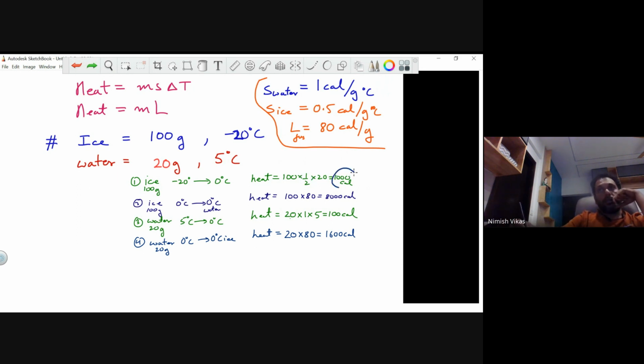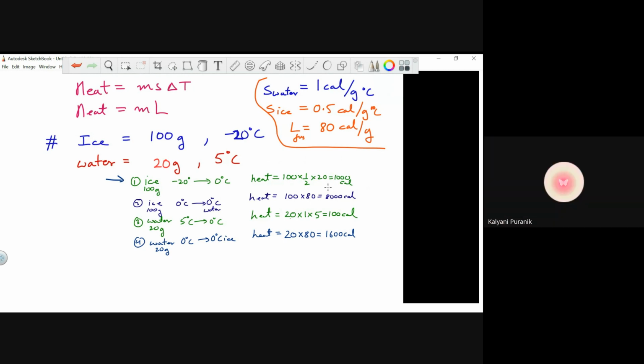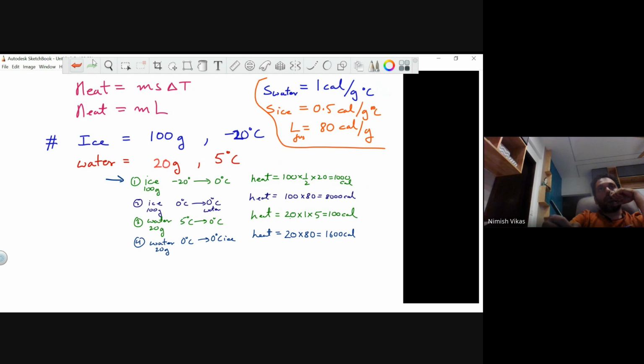Can you give me a sentence with this number? What does this number mean? Can you speak this number in a sentence? So, point 1, can you speak in a sentence? So 100 grams of ice requires 1000 calories of heat to go from minus 20 degrees Celsius to 0 degrees Celsius. Absolutely right. Well said.